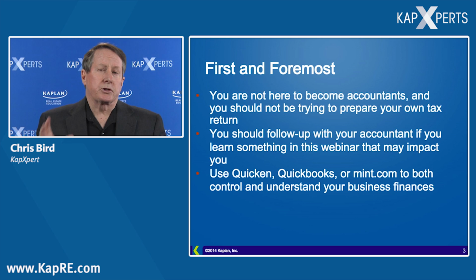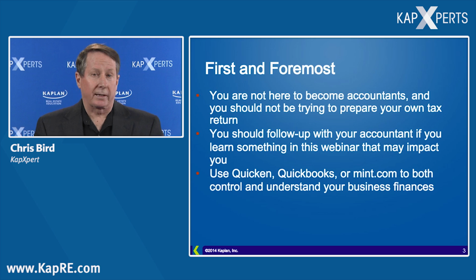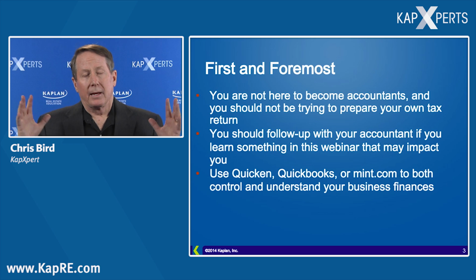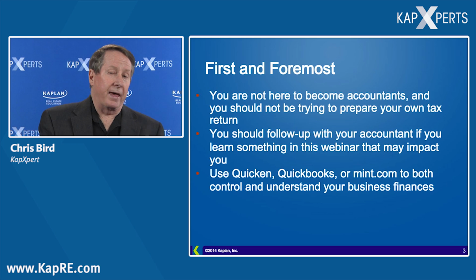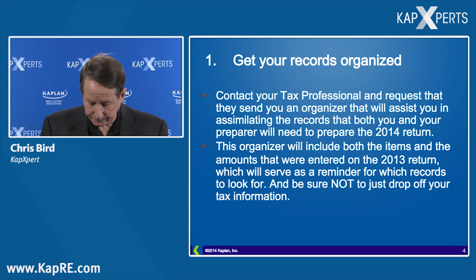Also, please start using programs like Quicken or QuickBooks or Mint.com for the younger audience. Mint.com is in the cloud, I think it's basically free, and it really does almost what Quicken does. I personally use Quicken, but all of these are good programs. Talk to your accountant about what they might want you to use.